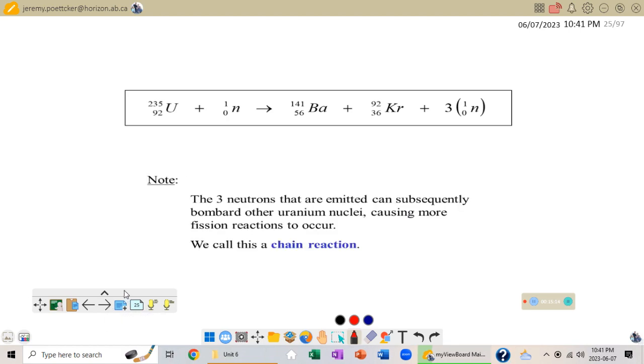And this, as I was describing before, these 3 extra neutrons can bombard more uranium nuclei, causing more fission reactions, and this is a chain reaction.